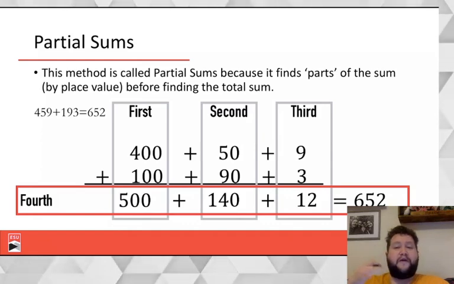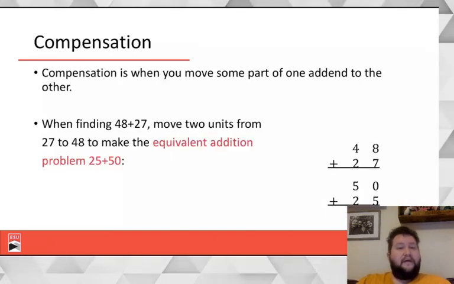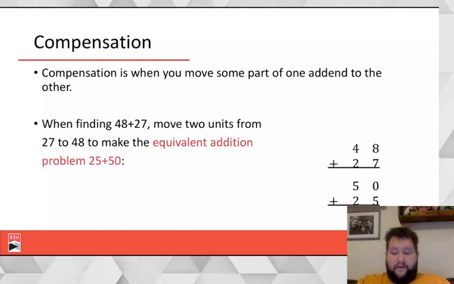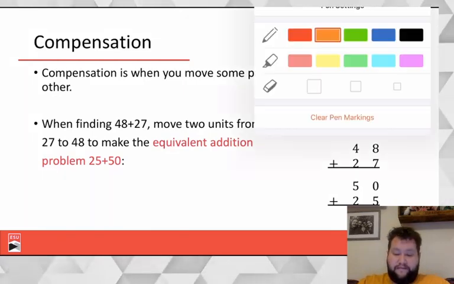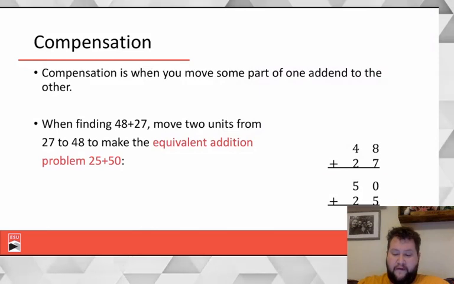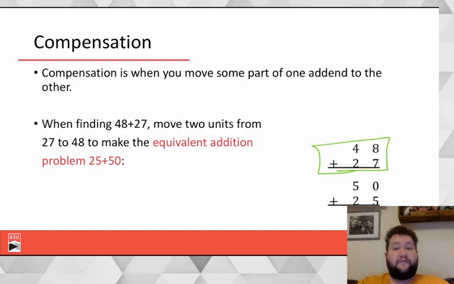So again, our goal here isn't so much learning how to add, but what are our different representations for addition? What are different models and ways to show addition? Compensation is where we use friendly numbers. So here we have 48 plus 27, which is a process that would typically involve regrouping. Well, if I just take 2 from the 27 and give it to the 48, that's the same as doing 50 plus 25.